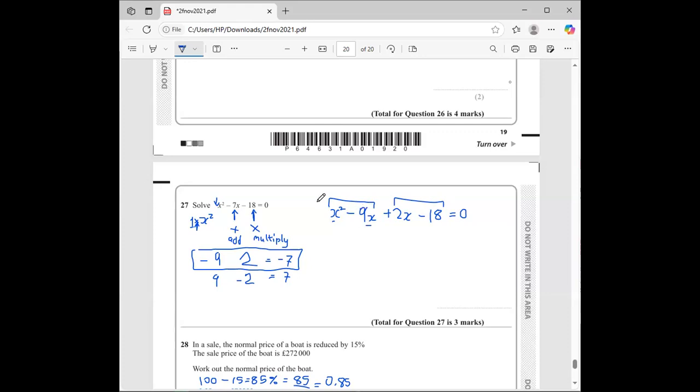We can't do anything with 9 because 9 is not here. So let's put X outside the bracket and open our brackets. If you factorize X from X squared, you'll be left with X, isn't it? Yes. And if you factorize X from 9X, you'll be left with what? 9.